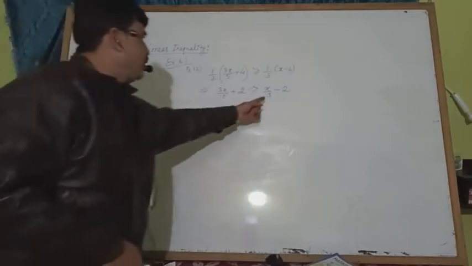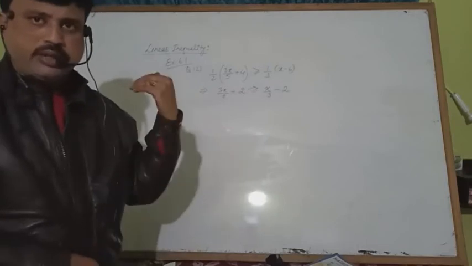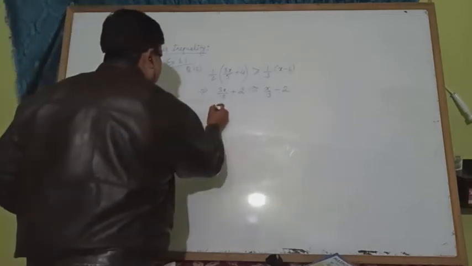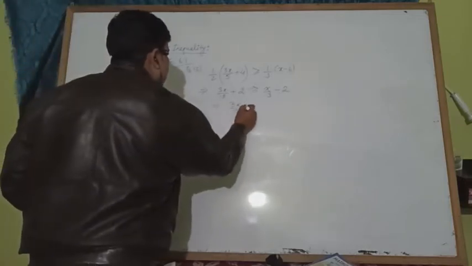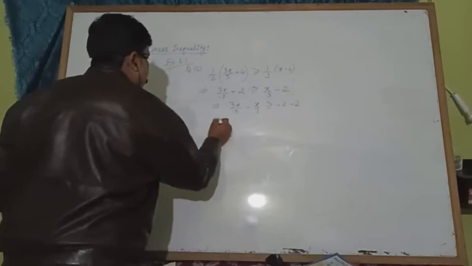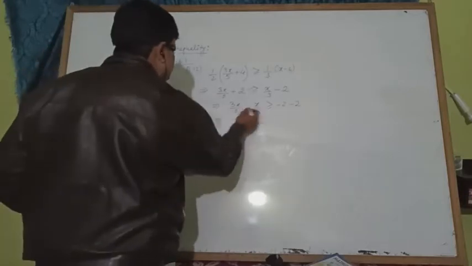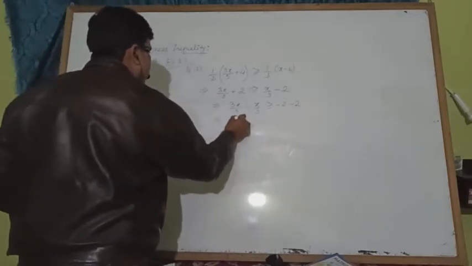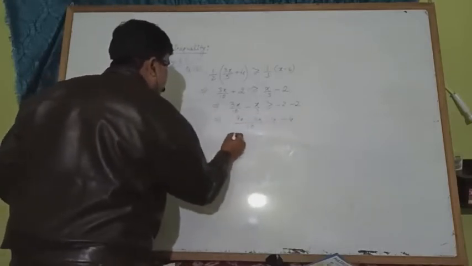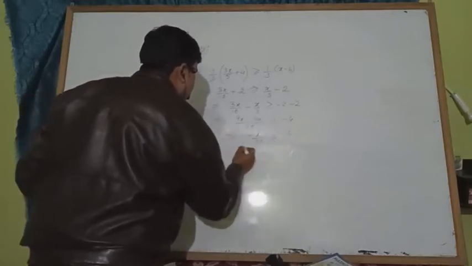Now we are bringing all terms containing x to one side and all the rest of the terms to the other side. So that will be 3x by 10 minus x by 3 greater than or equal to minus 2 minus 2. Now, all of you know how to take LCM, so I need not explain this part. That will be 30. It will be 9x minus 10x greater than or equal to minus 4. It will be minus x by 30 greater than or equal to minus 4.